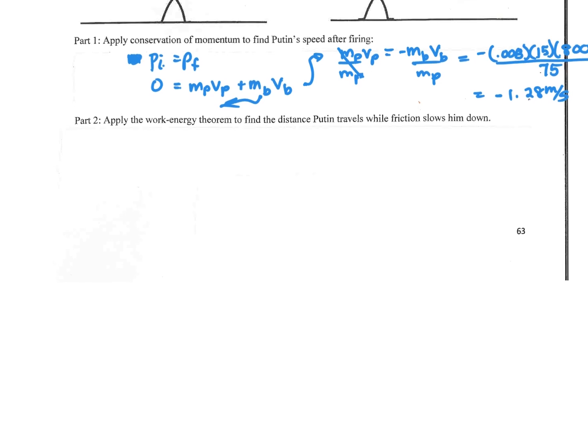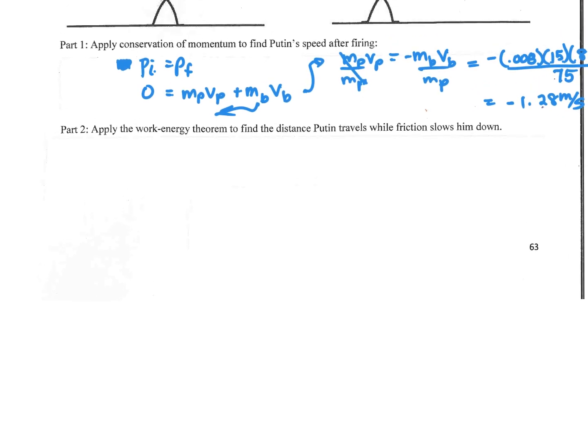Okay, so the work due to friction is going to be equal to the change in kinetic energy. Well, that's going to be K final minus K initial. We know K initial is 0, so that's gone, right? So the work, which is going to be the force of friction times the distance, is going to be equal to K final, which of course is 1/2 m v final squared, where v final is Putin's final velocity.